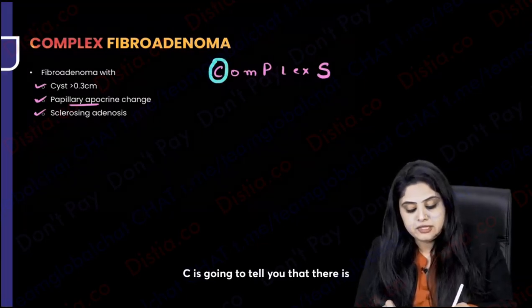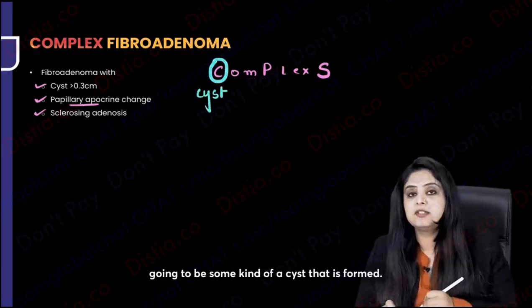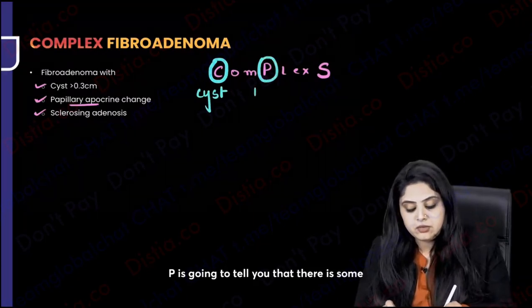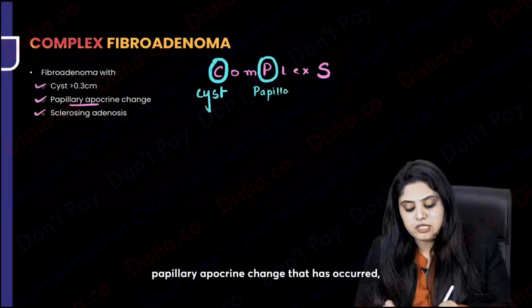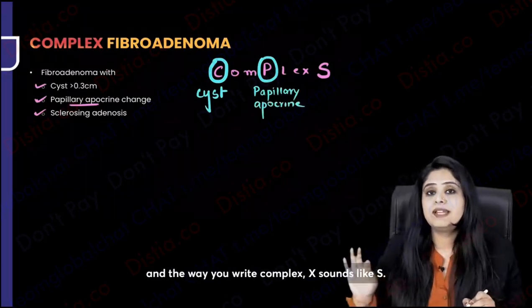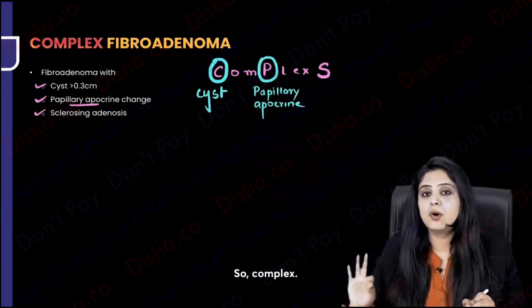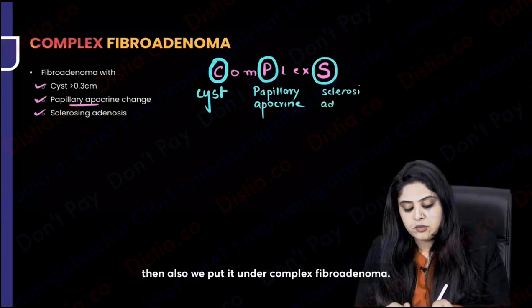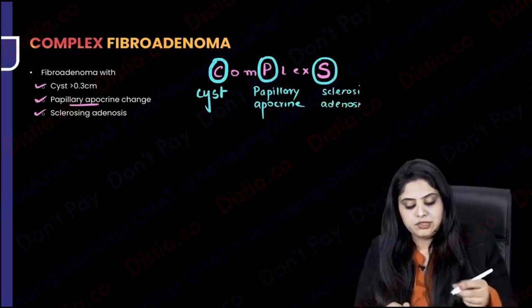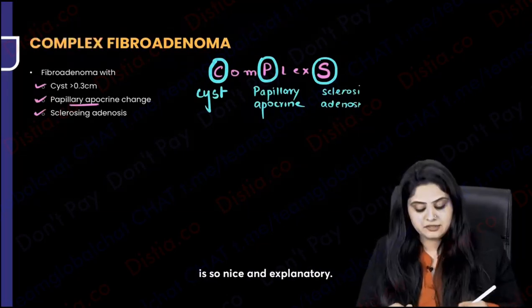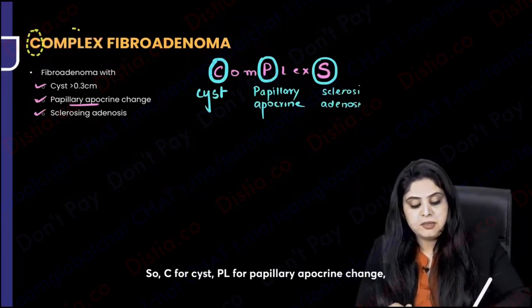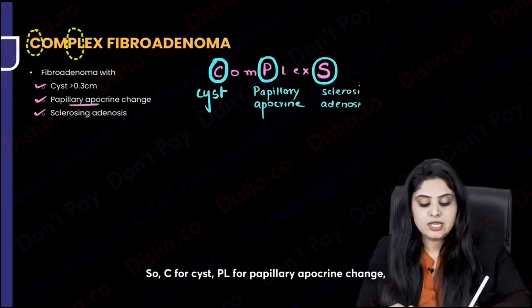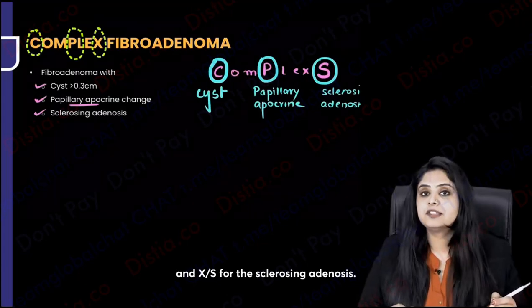C is going to tell you that there is going to be some kind of a cyst that is formed. P is going to tell you that there is some papillary apocrine change that has occurred. And the way you write complex, X sounds like S, right? So finally, if there is a change known as sclerosing adenosis, then also we put it under complex fibroadenoma. So the name most of the times is so nice and explanatory. So C for cyst, PL for papillary apocrine change, and XS for the sclerosing adenosis.